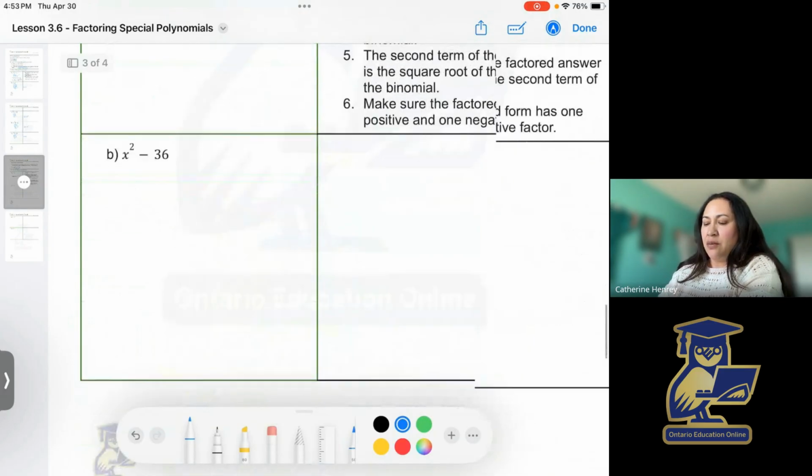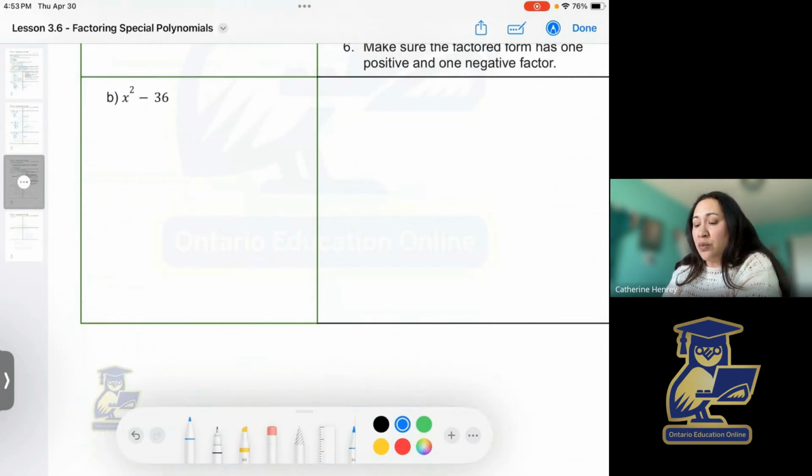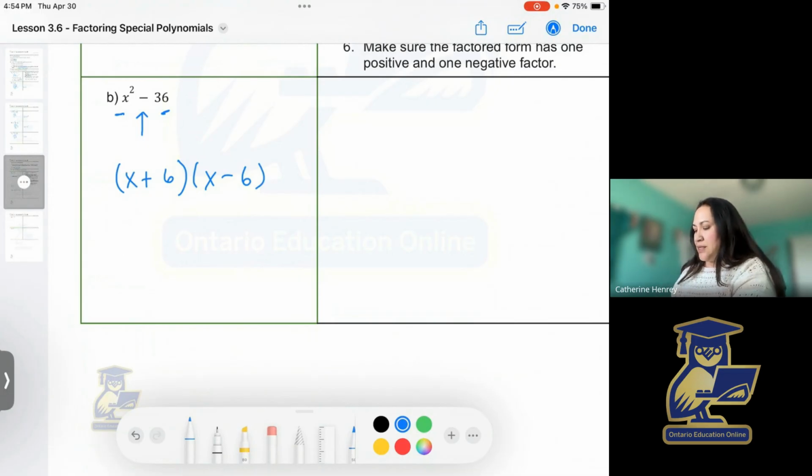So let's take a look at b. Is x squared a perfect square? Yes. And is 36 a perfect square? It is also a perfect square. Are they separated by a minus? Yes, they are. So I take the square root of x squared, which is x, and the square root of 36, which is 6. And I have one bracket that's positive and one bracket that's negative. And that's it.